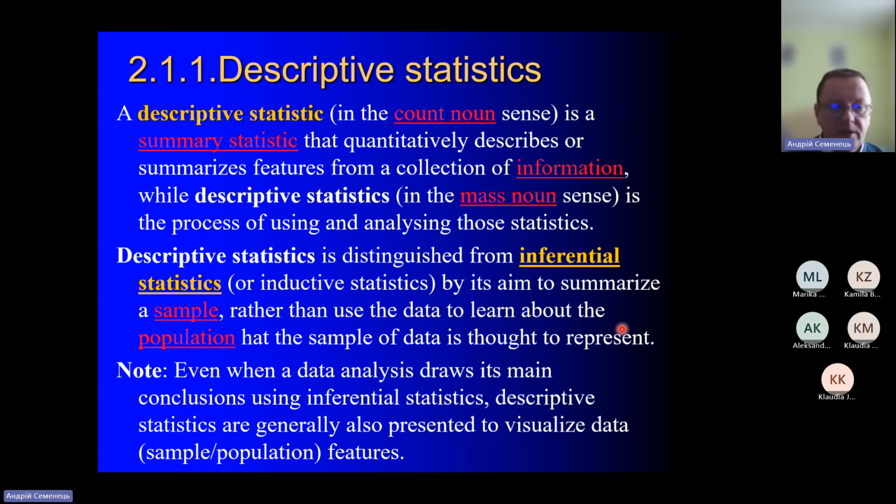And it's distinguished from inferential or inductive statistics, which summarizes a sample in order to learn about the population the data represent. So with descriptive statistics, we only retrieve essential characteristics, and then the question is to apply our imagination to induce some assumptions, some ideas about what this data could mean, and what it potentially could lead us to.